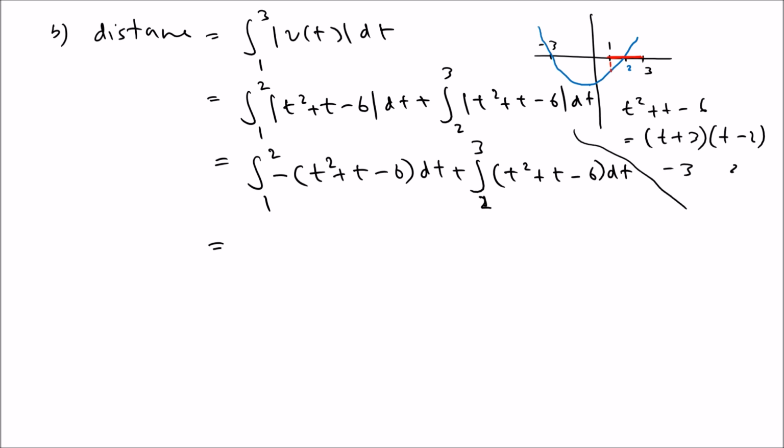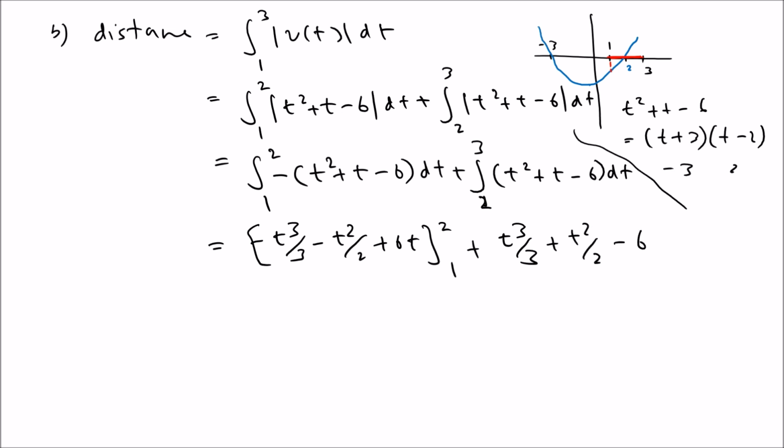Now we can integrate. So we can multiply by the negative sign and integrate. You get negative t cubed over 3, negative t squared over 2, negative negative, positive, so 6t. That's what you get. You can evaluate from 2 to 1, plus here it is t cubed over 3, t squared over 2, minus 6t, and then you can evaluate from 3 to 2.